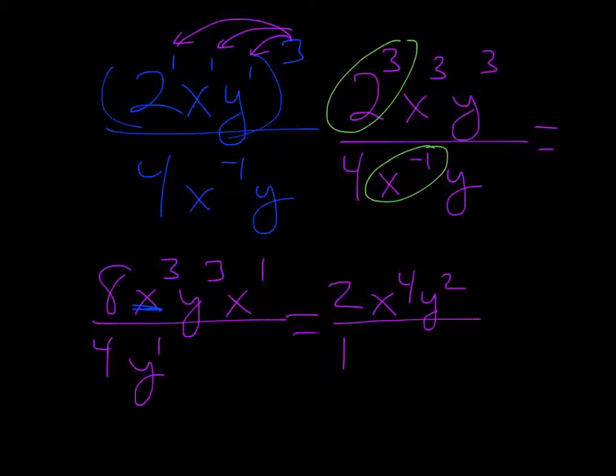Now, let's go through my checklist: no parentheses, no negative exponents, and every variable is only listed one time, so this is my final answer. Whether I list this 1 down here on the bottom or not, it doesn't matter. Either way is fine.